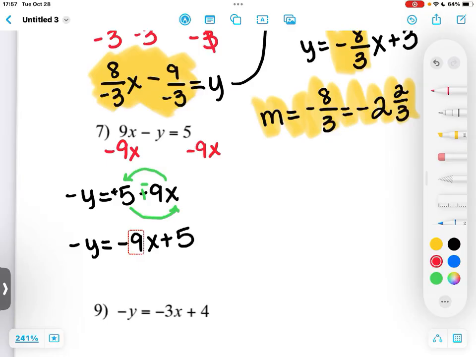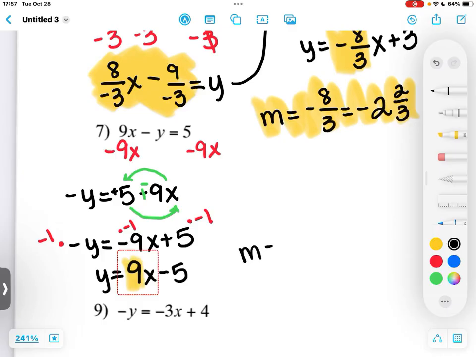After this, I need to get rid of this negative sign. There are 2 ways to do it. I like to just multiply each variable by a negative 1. So from here, negative 1 times a negative y is going to be a positive y equals negative 1 times negative 9, well, that's a positive 9x. Negative 1 times a positive 5, well, that's going to be a negative 5. This one, we're pulling out that slope. That slope would just be a positive 9.